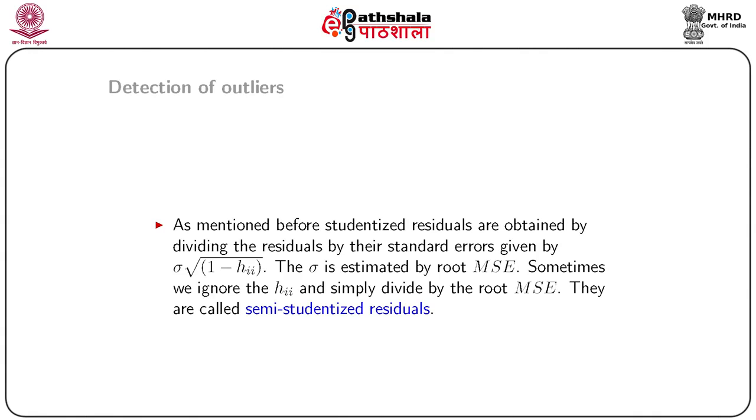Now, as mentioned before, studentized residuals are obtained by dividing the residuals by their standard errors, which is given by sigma times square root of 1 minus hii. The sigma is estimated by the root of the mean square error, or MSE. Sometimes we ignore hii and we simply divide the residuals by root MSE, or sigma hat. These are called semi-studentized residuals, and they too are sometimes used to identify outliers.